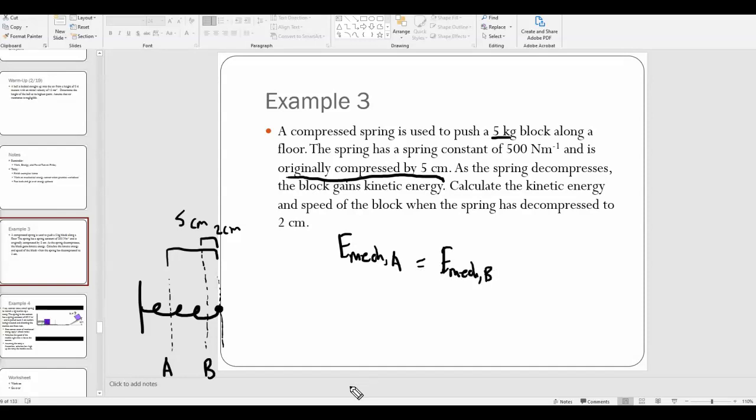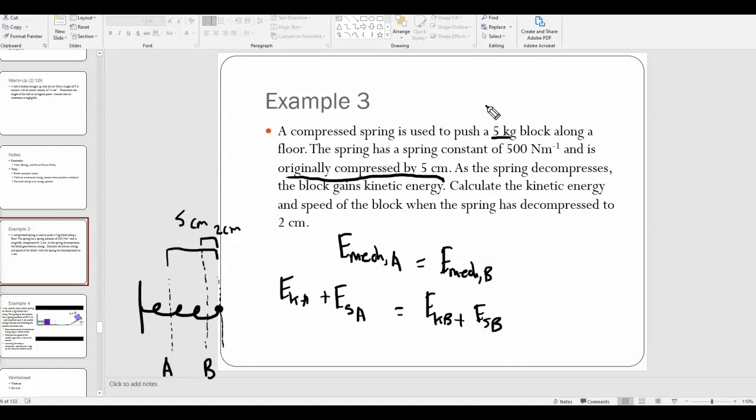Okay, so let's talk about what type of energy I have here. Mechanical energy is kinetic energy plus potential energy. All right, so I can expand this out. I can say EKA plus, now based off of the context of the problem, there's nothing having to do with height, and so the potential energy in this situation is going to be spring potential energy. Okay, and so that would be ESA, the spring potential energy at A, and that's equal to EKB plus ESB.